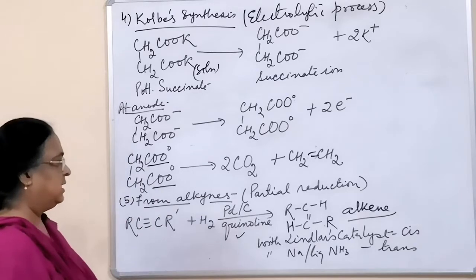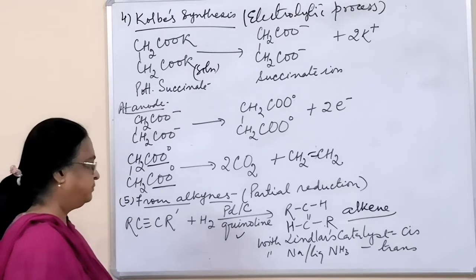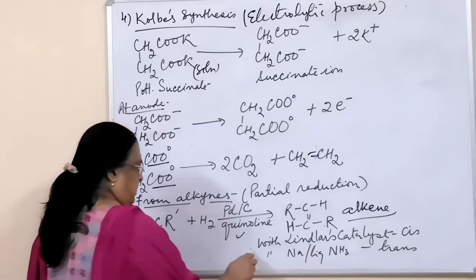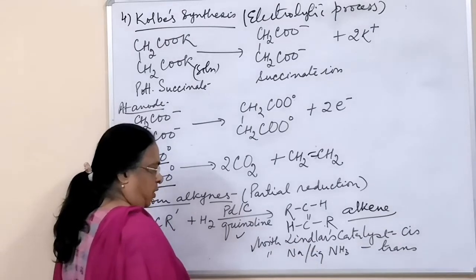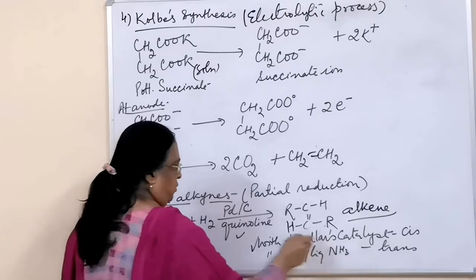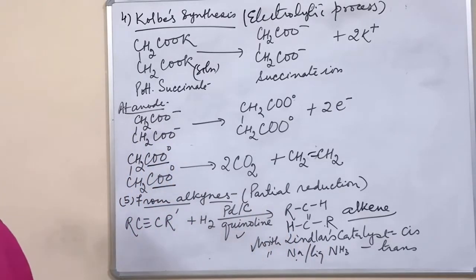So this alkene will be formed either cis or trans, but it depends upon the type of catalyst. If you take Lindlar's catalyst, then you will get the cis form. And if you use sodium over liquid ammonia, then you will get the trans form. So this also you have to remember. And now we'll come to the properties.